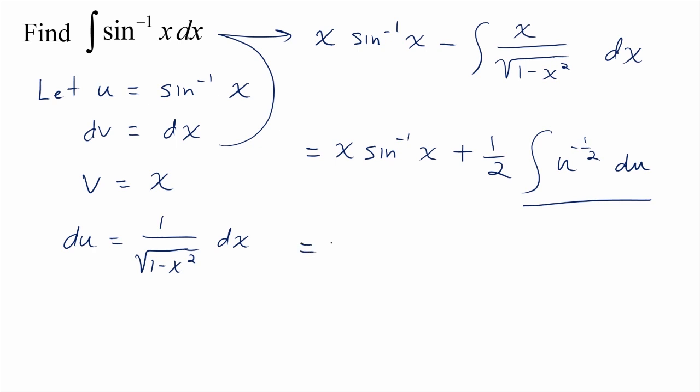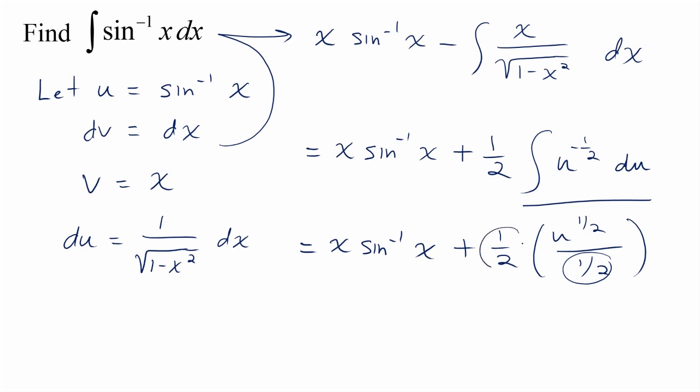So we have x inverse sine x plus 1/2 times, here we would have u to the positive 1/2 over 1/2 plus c that I'll add to the end of the final answer. And again, notice that this factor of 1/2, if we multiply by 2, we end up with a factor of 1. So our final answer ends up being x times the inverse sine x plus 1 times u to the 1/2. Well, u is the same thing as 1 minus x squared. So we get the square root of 1 minus x squared, and then plus c, our constant.